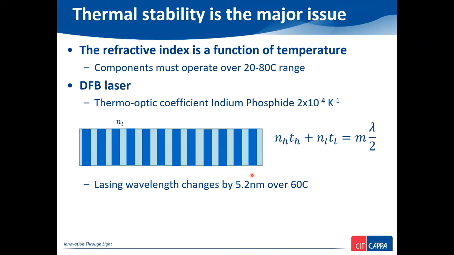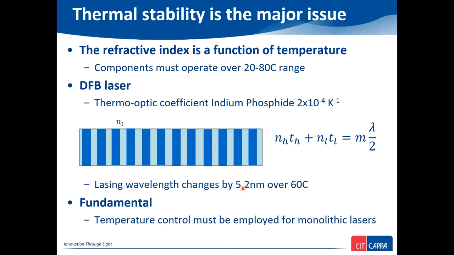In this example, if you simply change the temperature of the DFB by 60 degrees, and in data centers it needs to meet the spec of working between 20 and 80 degrees, ideally more, that 5.2 nanometer drift will basically kill pretty much anything except for coarse WDM. And this is something of a fundamental problem. If you have one of these monolithic DFB lasers, and you want to use it in a WDM system, you have to use temperature control.